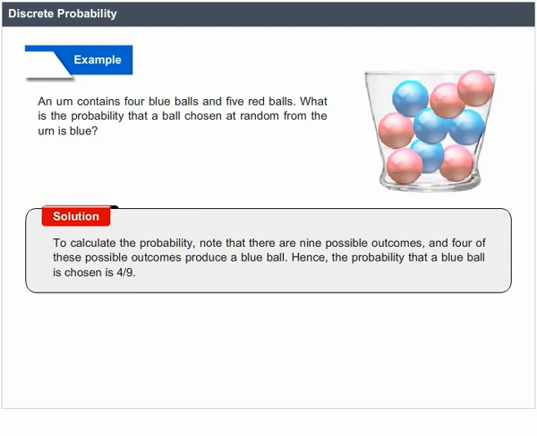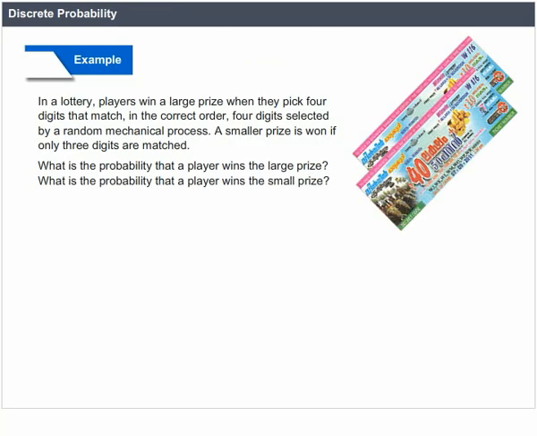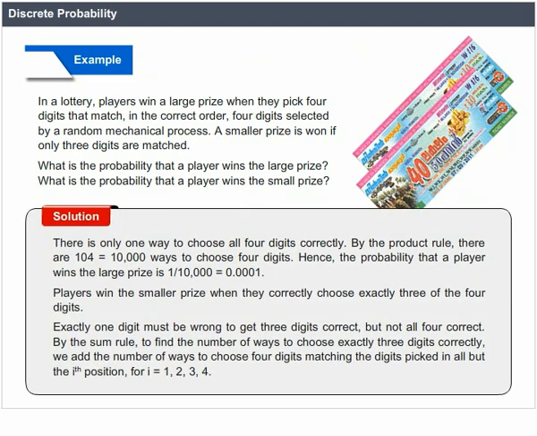In a lottery, players win a large prize when they pick 4 digits that match, in the correct order, 4 digits selected by a random mechanical process. A smaller prize is won if only 3 digits are matched. What is the probability that a player wins the large prize? What is the probability that a player wins a small prize? Solution. There is only one way to choose all 4 digits correctly. By the product rule, there are 10^4 equals 10,000 ways to choose 4 digits. Hence, the probability that a player wins a large prize is 1/10,000 equals 0.0001.